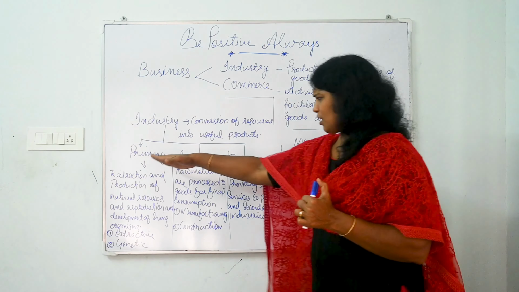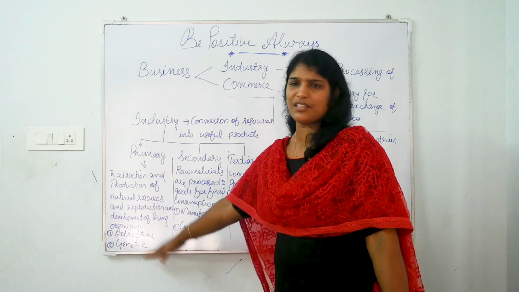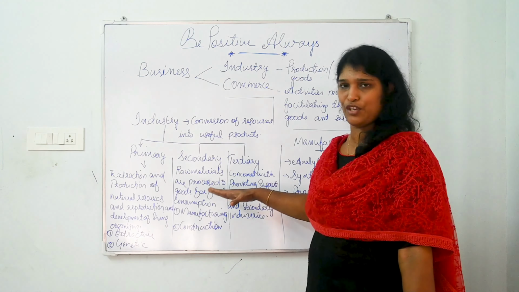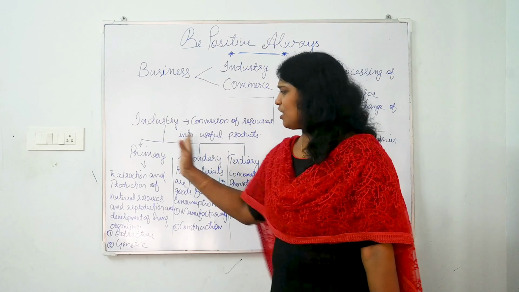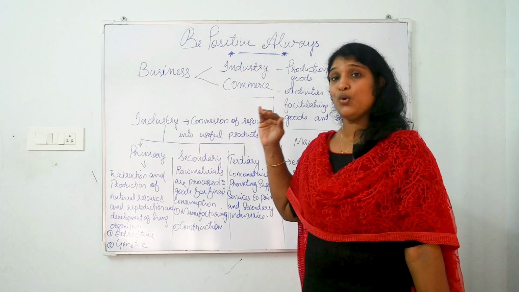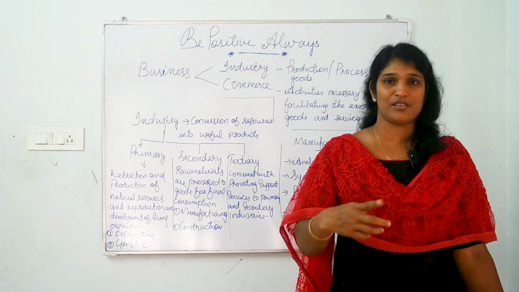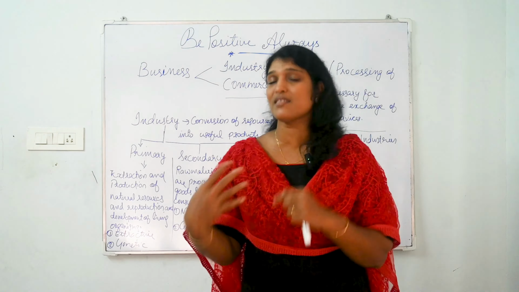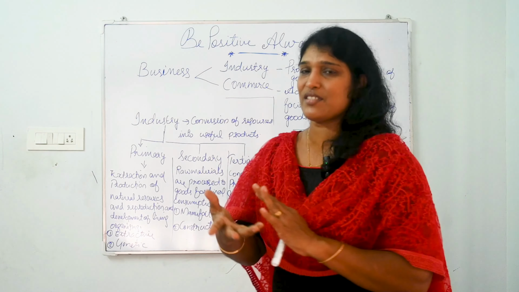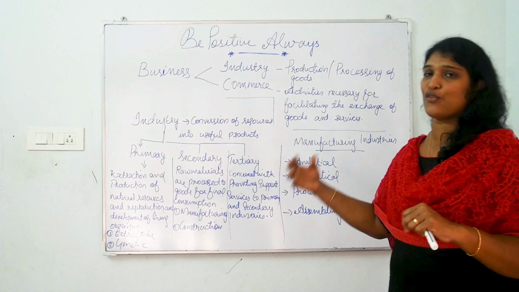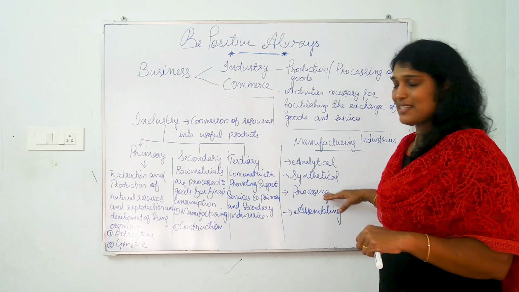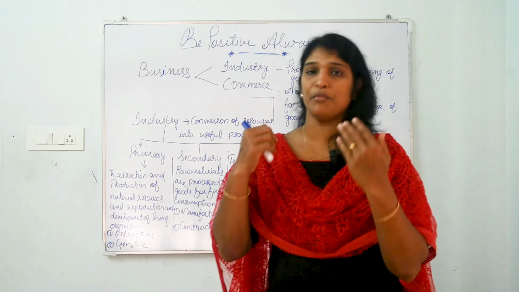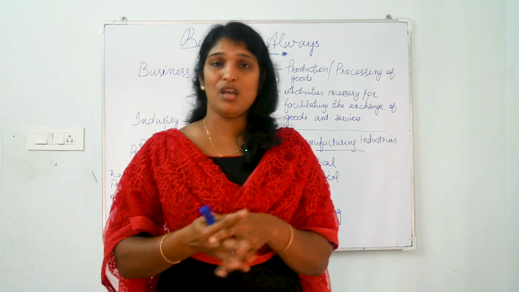That means the primary industry, we have seen, is extracting the natural resources. Secondary industry, we have seen, is converting raw materials into finished products. For both primary and secondary industry to perform their activities smoothly, they need the support of some other services. The other services which facilitate the exchange of goods and services, we can call tertiary industry. For example, communication, transportation, warehousing.